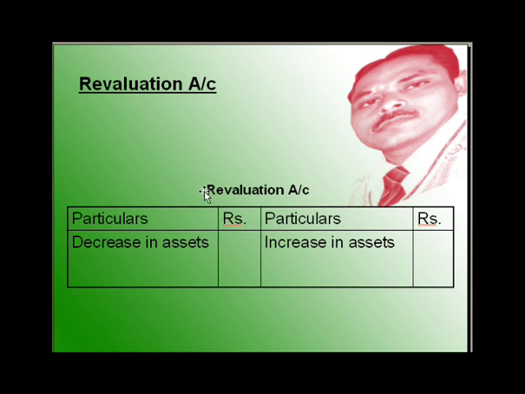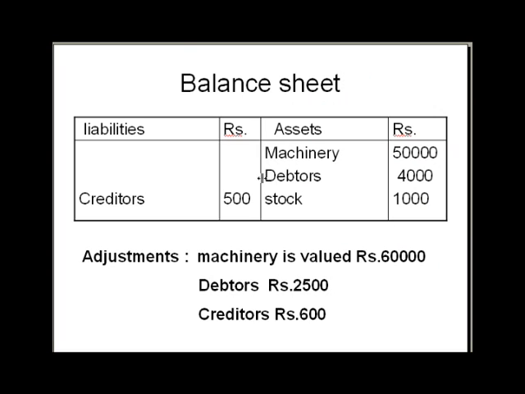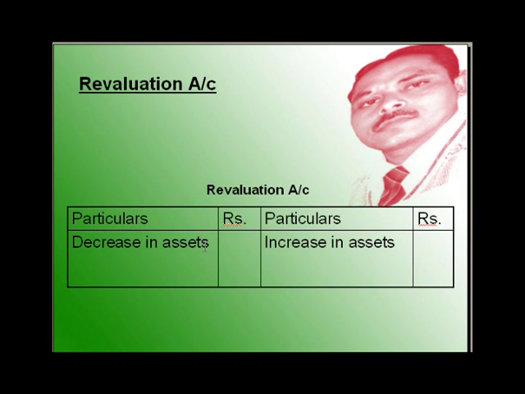So while preparing the revaluation account, increase in assets goes on the credit side. So, increase in machinery by 10,000. Write down here 10,000. Debtors are 4,000 and now debtors are 2,500. Are debtors increasing or decreasing? Decreasing by 1,500. So the treatment is decrease in assets, decrease in debtors, 1,500 here.